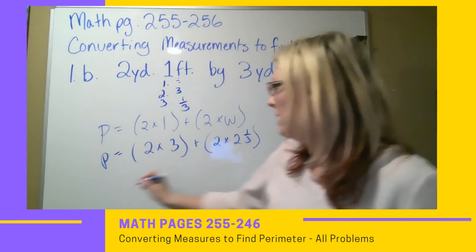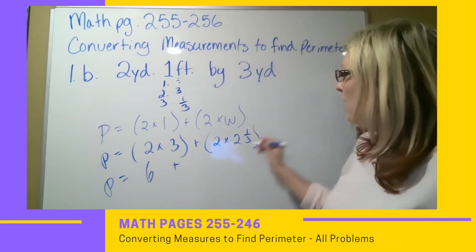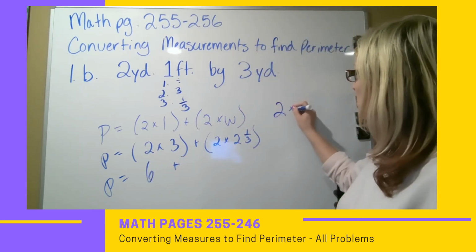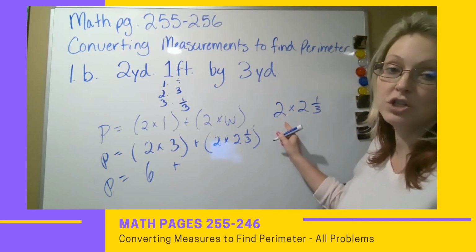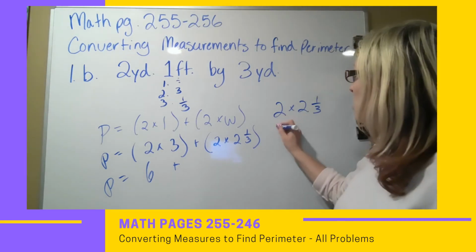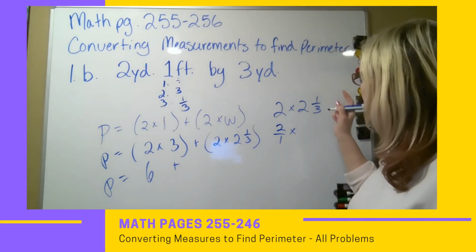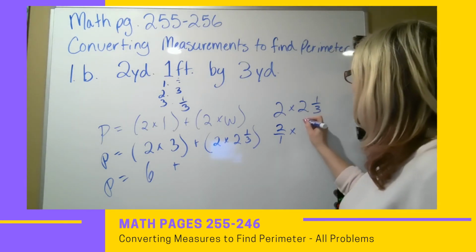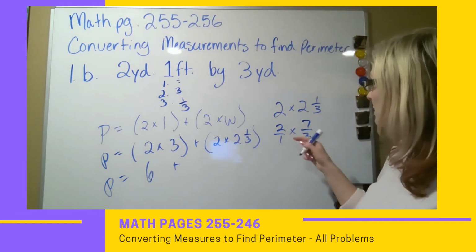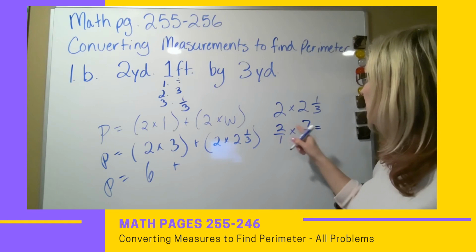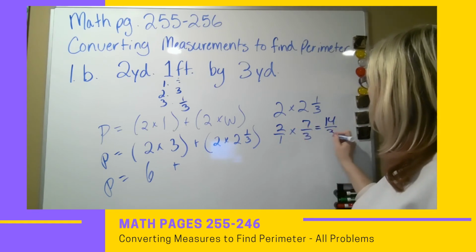So first we go ahead and write P equals 2 times 3 is 6 plus, and we have to figure this one out, which is 2 times 2 1/3. Then we would go ahead and change this so that we can multiply. So 2 over 1 times 2 times 3 is 6 plus 1 is 7 over 3. Can we go ahead and cross cancel here? No, we can't. So 2 times 7 is 14, and 1 times 3 is 3.